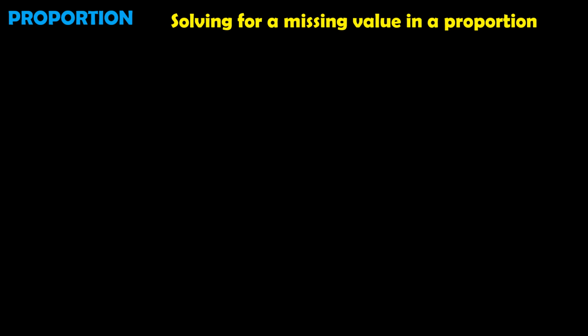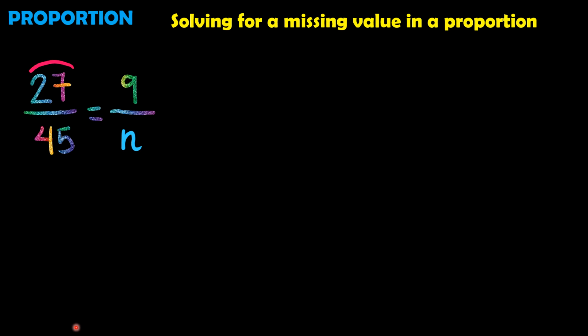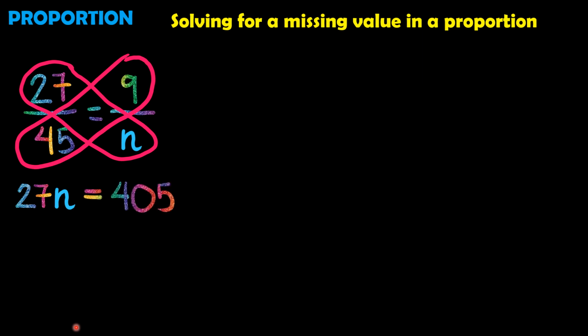Let's have another example of solving for the missing value. Given 27 over 45 equals 9 over n. So the missing part now is in the denominator. Just cross multiply. 27 times n is 27n, and 9 times 45 is 405.